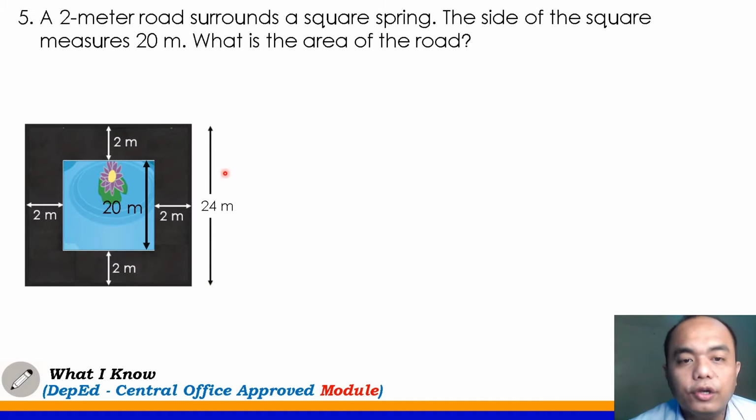Yung width natin dito, yung side natin ng big square would become 24. Paano nakuha yung 24 class? Take note that this small square is 20 meters na.